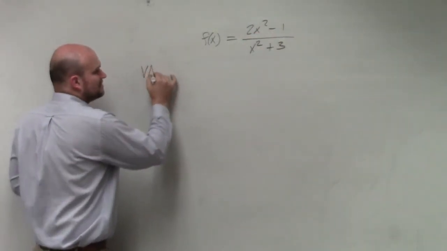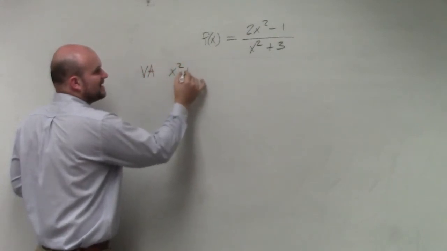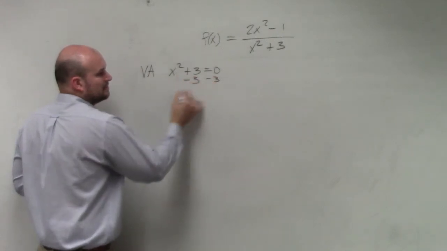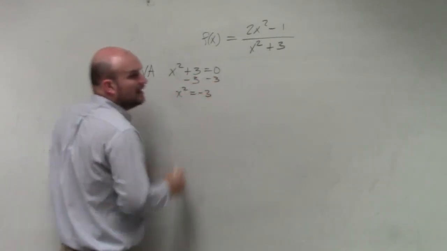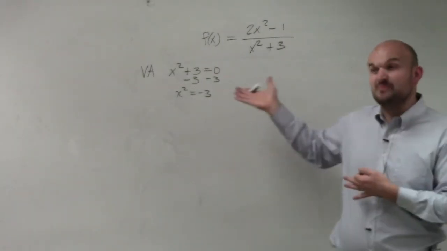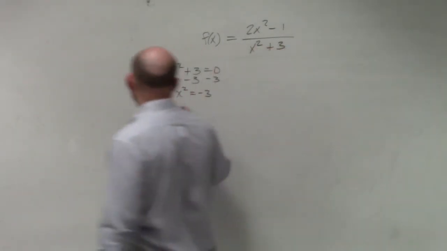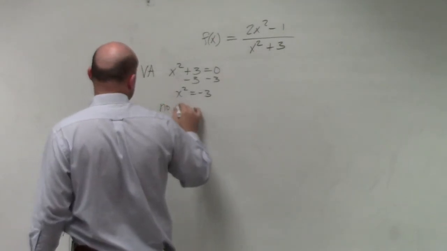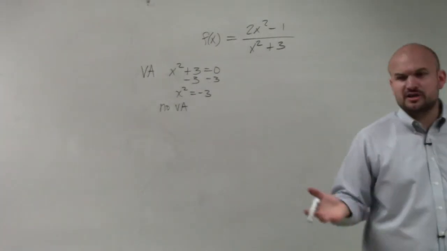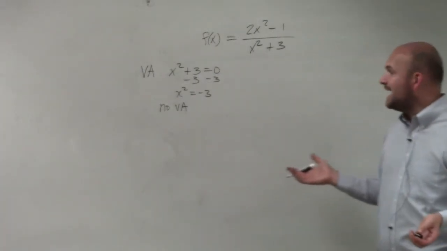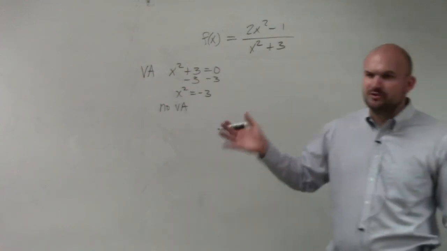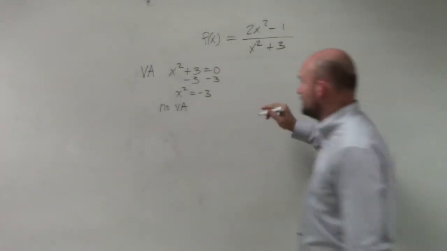Vertical asymptotes, all you need to do, ladies and gentlemen, is set your denominator equal to 0 and solve. However, can we take the square root of a negative number to get a real number? No, so it's going to be imaginary solutions. So we're just going to say no vertical asymptotes. It's really no real vertical asymptotes. Your values are going to be plus or minus i square root of 3. So there are no real vertical asymptotes.